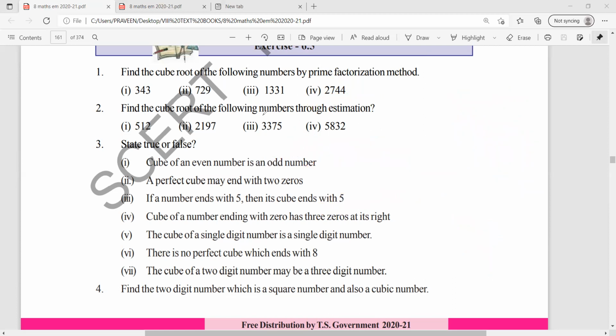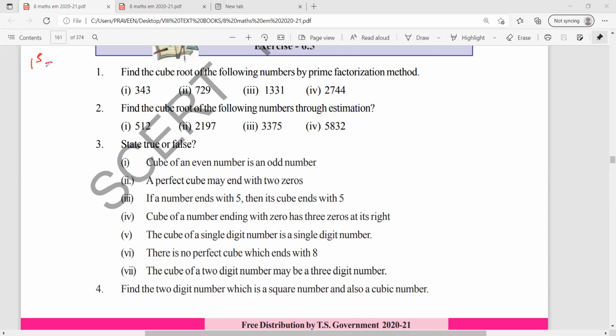Okay. Now the second question: find the cube root using the estimation process. The second method is to find the cube root by using the estimation process. Okay, how to find the estimation? Before going to the estimation, we have to write the perfect cubes. So first of all we have to know the cubes.